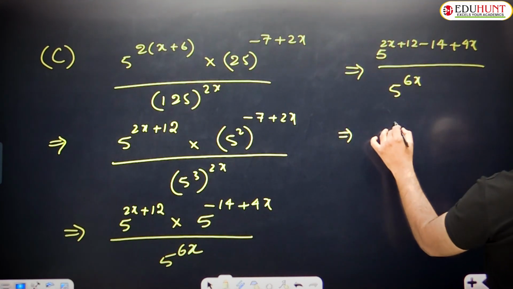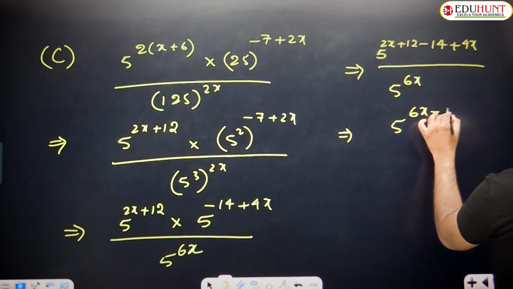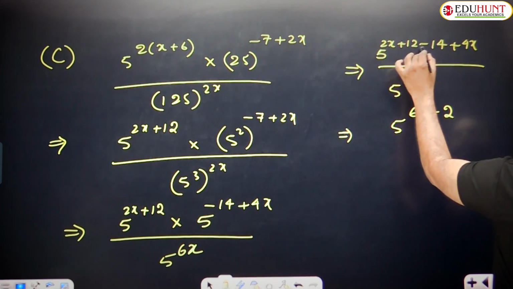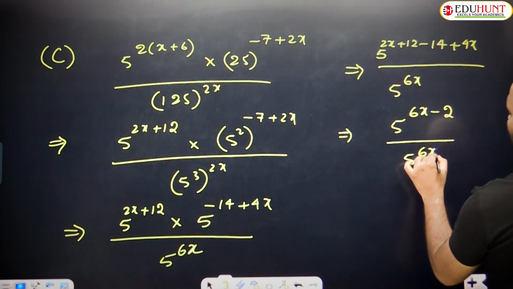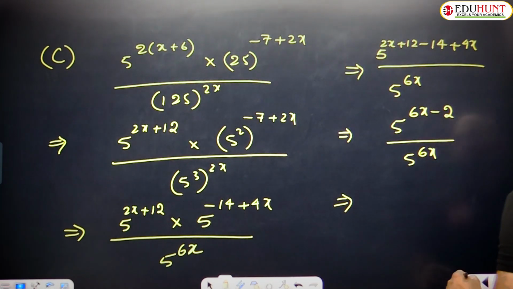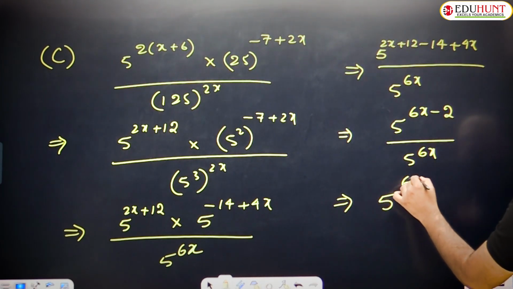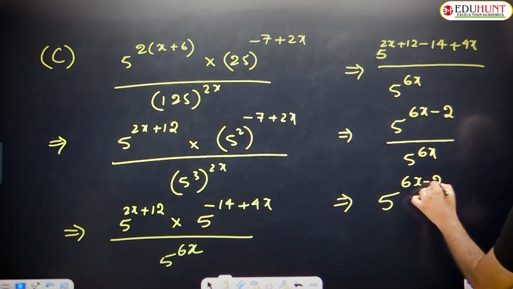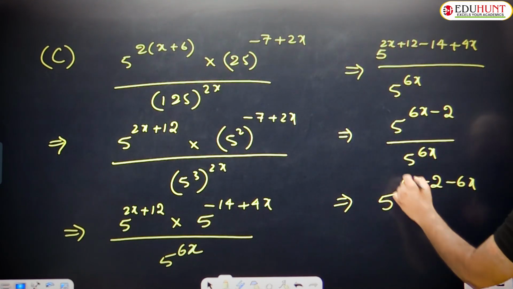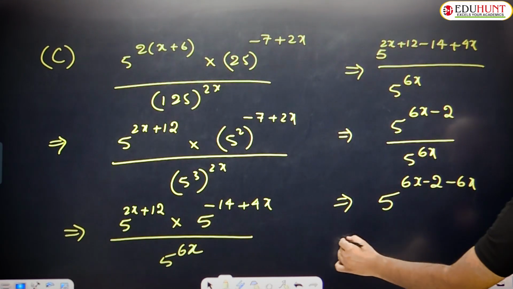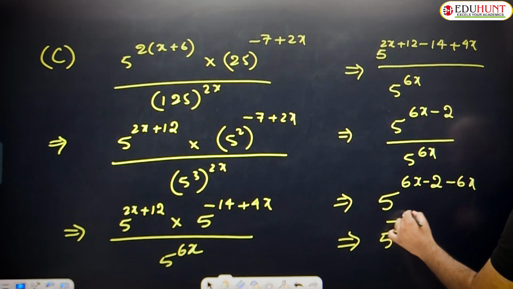So 5 power 2x plus 4x, 6x minus 2, because 12 plus 12 minus 4 value minus 2, whole by 5 power 6x. According to a power m by a power n equals a power m minus n. So what is the a value? 5. So what is the power value? 6x minus 2 minus 6x. The 6x and minus 6x cancel, so we will get 5 power minus 2.